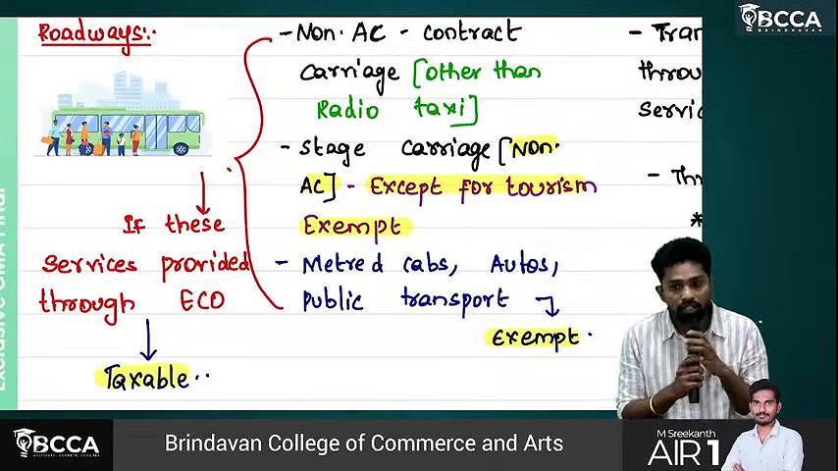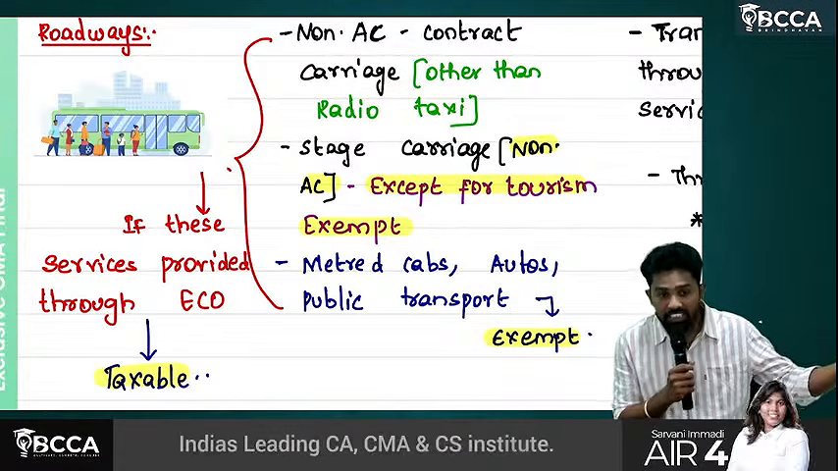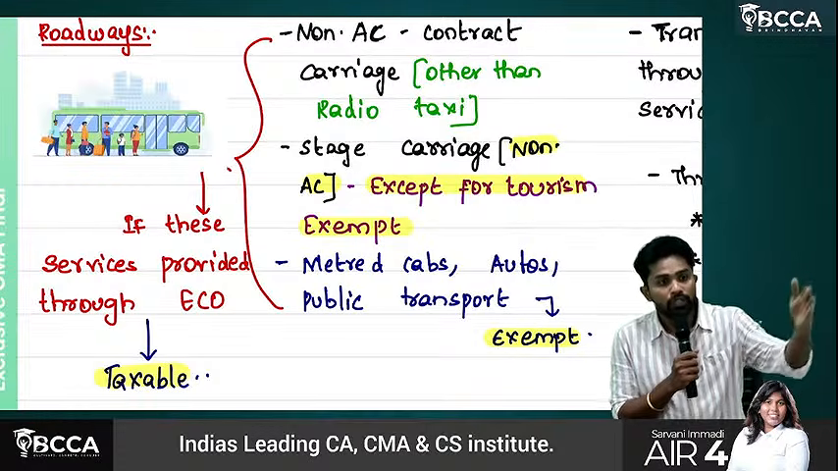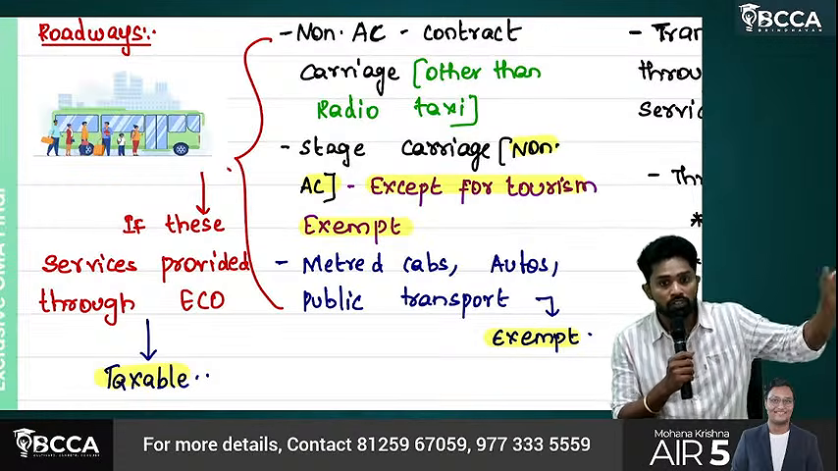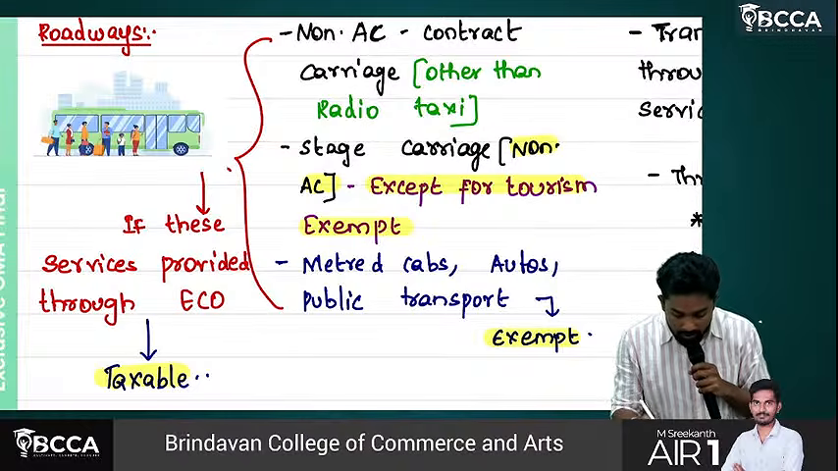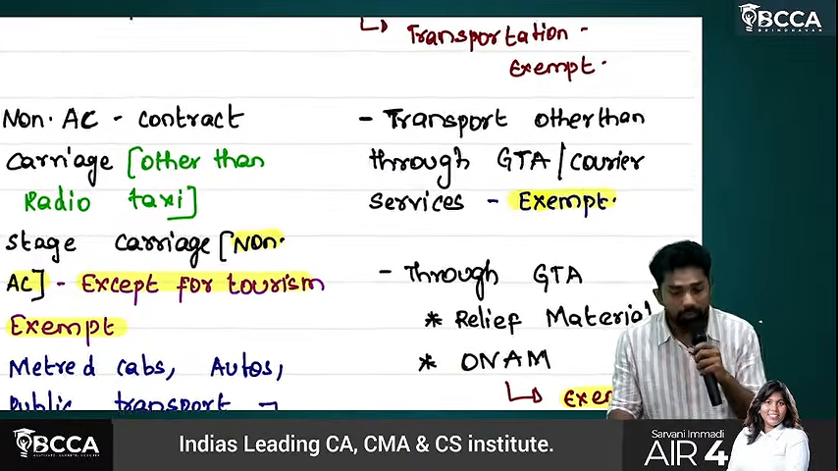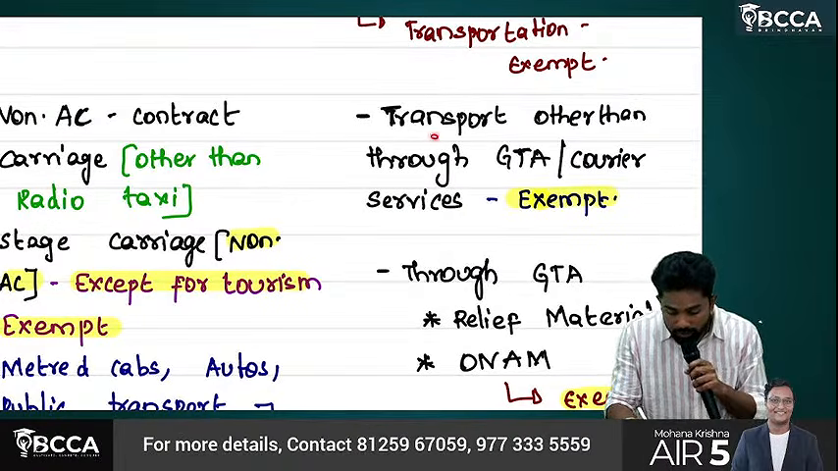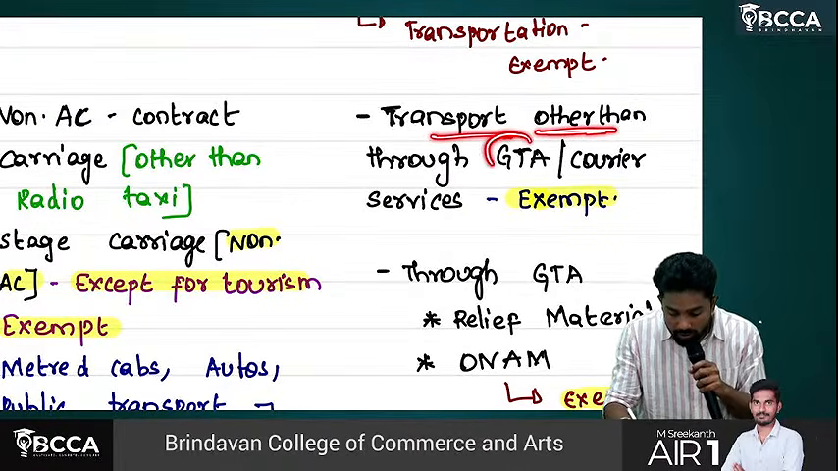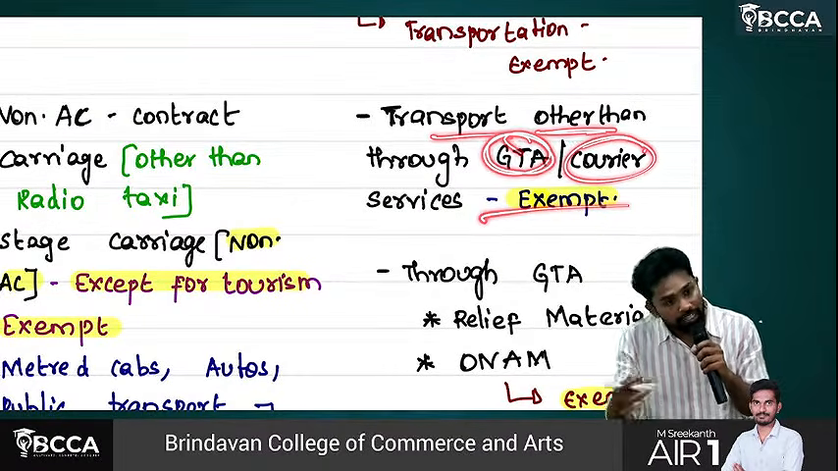So, non-AC contract carriage, like autos, will be there. Stage carriage is like it goes from stop to stop; those are called stage carriages. Then metered cabs, autos, public transport, all these are what? Exempted. Then for transportation of goods: if it is other than through GTA or courier service, exempted.